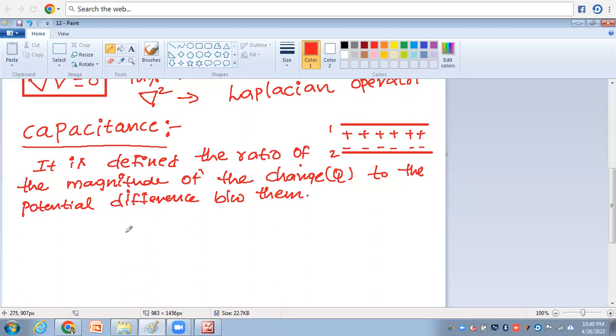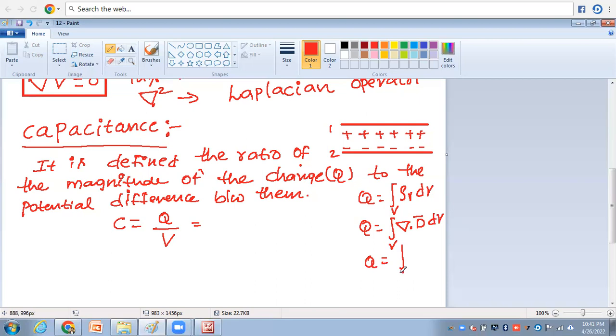Now I will write the direct expression: C equal to Q by V, charge per potential difference. Now what is the meaning of Q? Q equals the integral with respect to volume of rho V dV. From Gauss law, del dot D bar equals rho V. If I apply the divergence theorem, converting volume to surface, the divergence is removed and Q equals the integral of D bar dot dS.